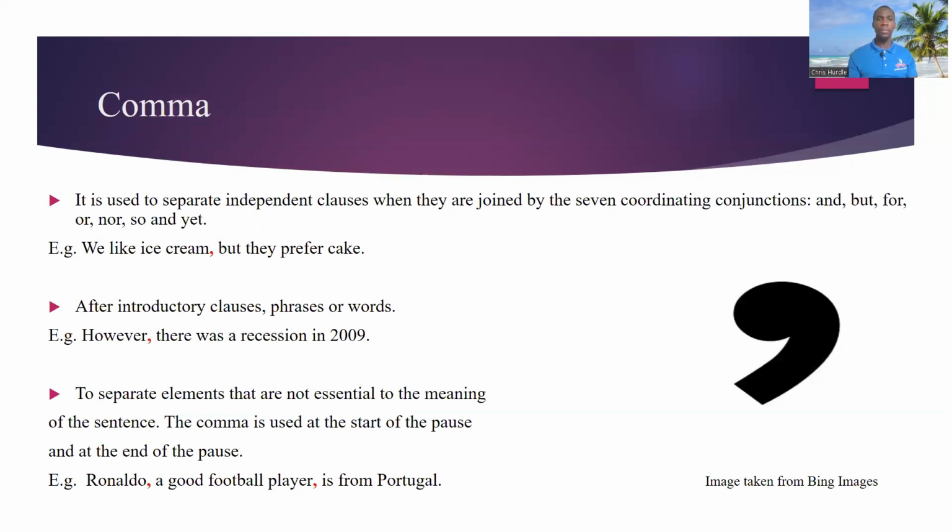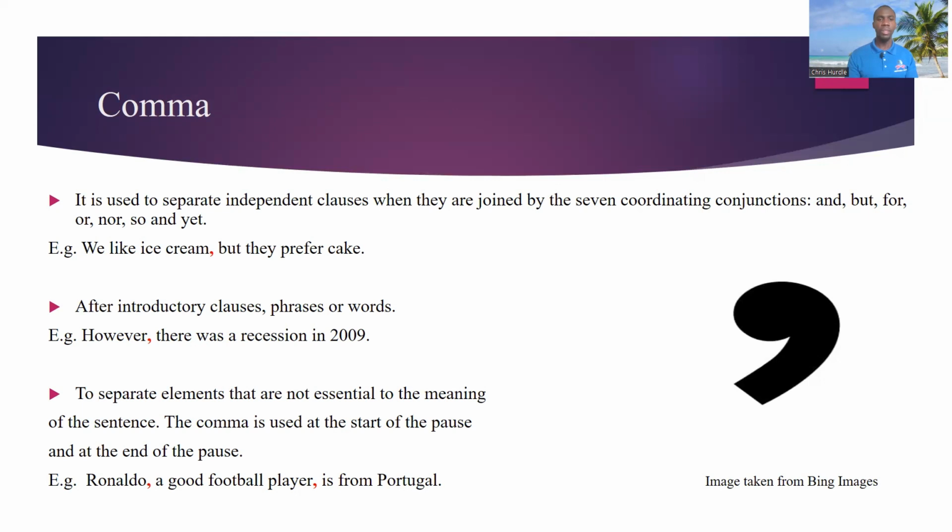The comma. Now the comma has quite a few uses, right? Should I say it has quite a number of uses, not quite few. Whatever. No, I didn't mean that. I meant quite a number of uses. So the first use is going to be to separate independent clauses, otherwise known as complete sentences, when they are joined by the 7 coordinating conjunctions: and, but, for, or, nor, so, and yet.